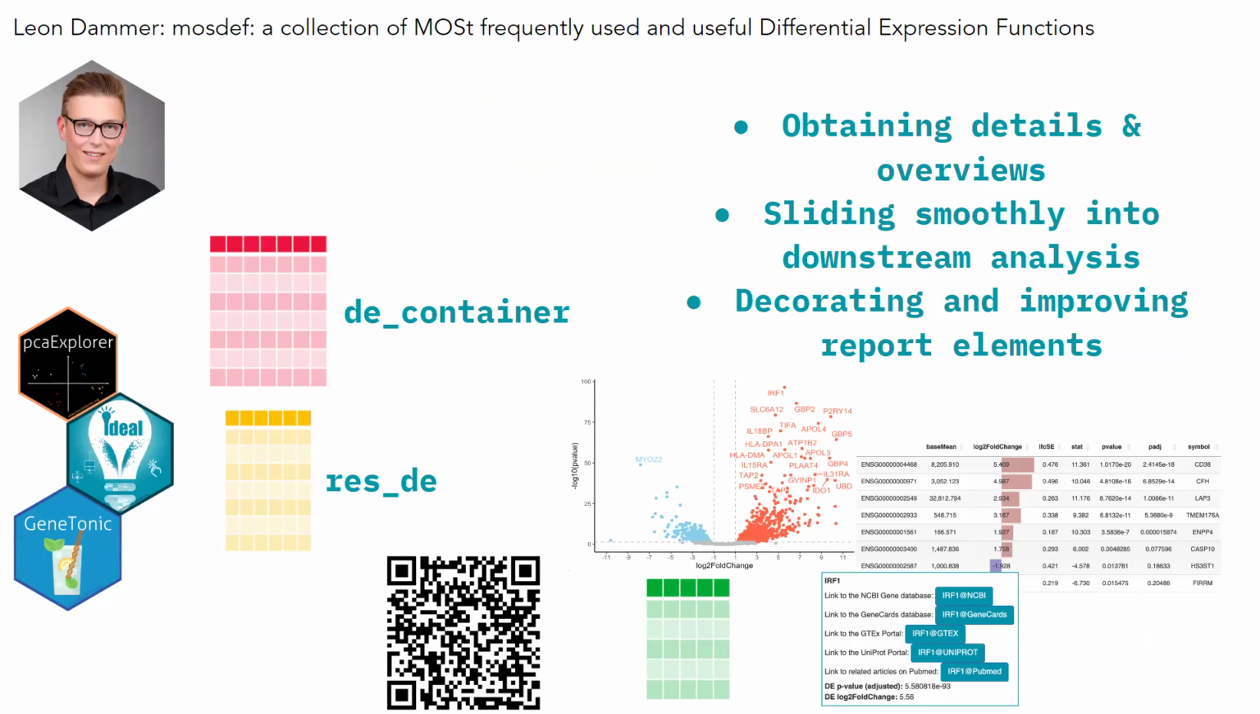Leon had one task. He needed to go through the packages that we had and try to modularize, factorize, and rework the functions that were in there. He came up with two objects that he wanted to work with, a DE container and the result of differential expression analysis, which is something that we have to do commonly. He had three directions that he wanted to go through: obtaining details and overviews, sliding smoothly into the downstream analysis, and decorating reports at best.